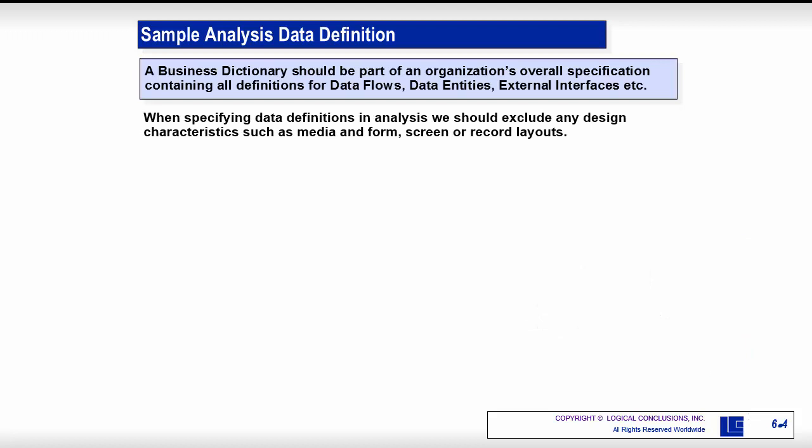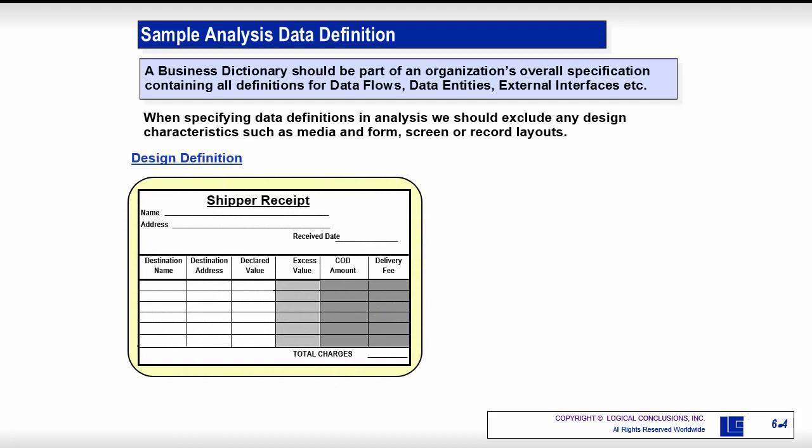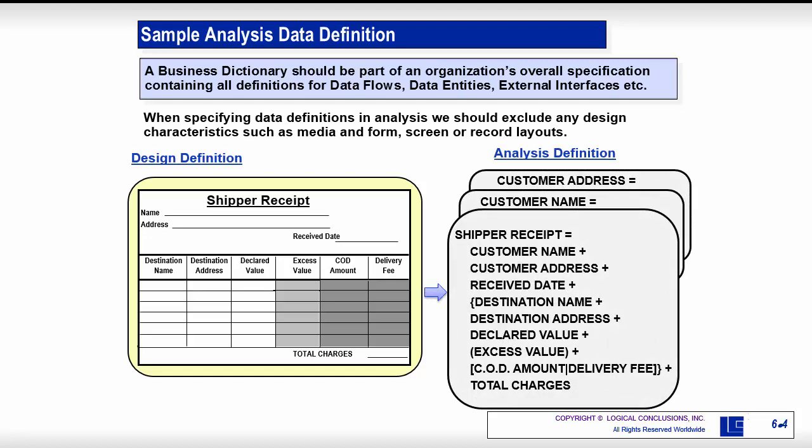When specifying data definitions in analysis, we should exclude any design characteristics, such as media and form, screen, or record layouts. For example, suppose we had a paper shipper receipt in our organization and we wanted to define it in our analysis data dictionary, excluding its design characteristics. We see the physical shipper receipt on the slide here. On the right side of this slide is the analysis definition of the receipt after talking with the business user and finding out the essential business data content and structure.